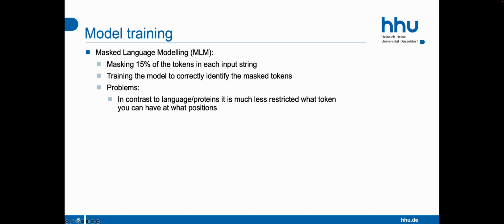In the context of small molecules that are represented through small molecule SMILES strings, however, it is often much less restricted what kind of atom we have at certain positions. Let us, for example, look at this simple SMILES string. CCO represents the small molecule ethanol, and if we now mask the last carbon atom, we don't really have a way of telling what type of atom we should have at this position.